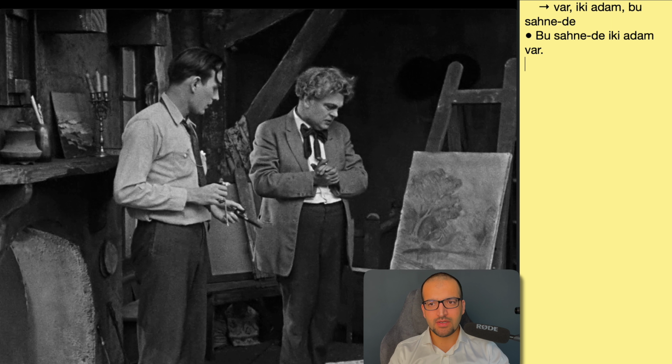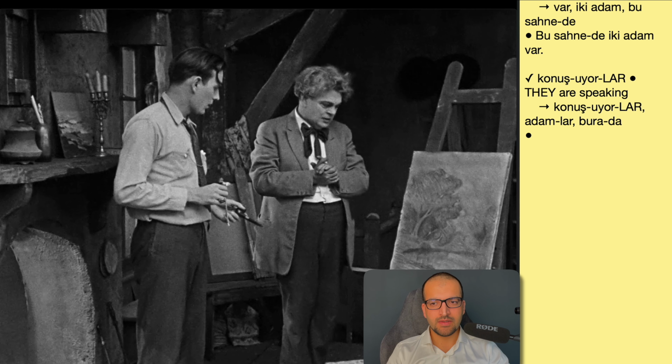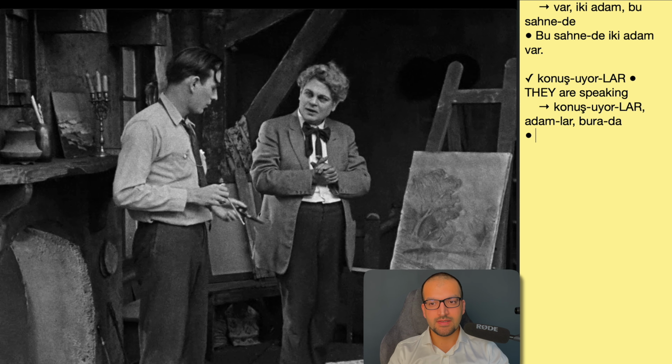Now I will use another verb right here. I will say konuş. This is the stem of the verb. We say konuşuyor, and this lar is for they. So all personal pronouns have their own endings in Turkish. When I say konuşuyorlar, it means they are speaking. So konuşuyorlar, adamlar burada. So burada ne görüyoruz? What do we see right here? So subject first. Subject is adamlar. Burada, and verb to the end. Konuşuyorlar. Men are speaking here.